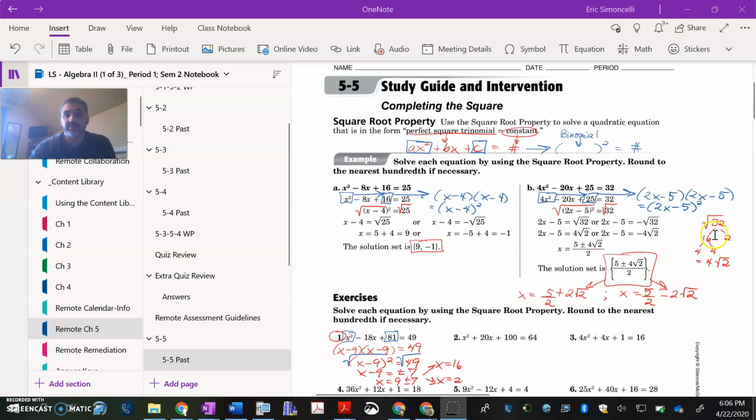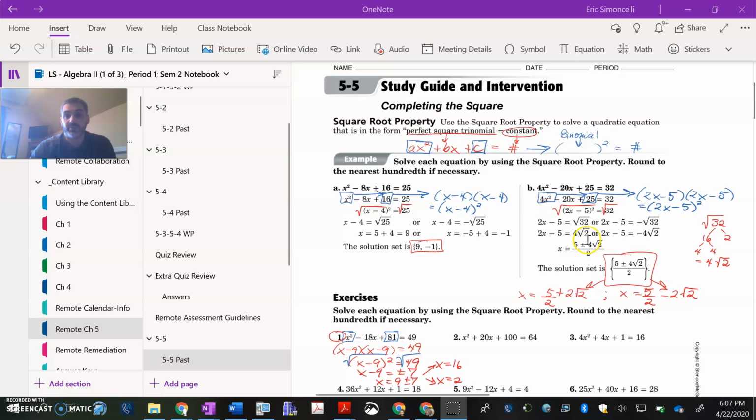Root 32, as you can see in my scratch work off to the side, can be broken up with a factor tree such that it's 16 times 2. 16, of course, is a perfect square of 4 times 4, and that actually simplifies nicely as 4 root 2. So because root 32 is 4 root 2, you have 2x minus 5 equals positive 4 root 2, but also 2x minus 5 equals negative 4 root 2.